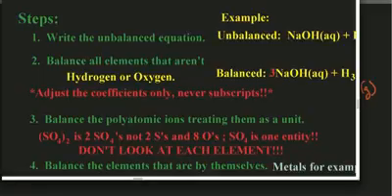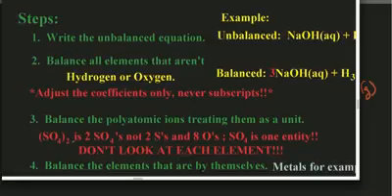So after you write the unbalanced equation, balance all elements that aren't hydrogen or oxygen. And you do this only by adjusting the coefficients, never ever the subscripts. After you take care of the elements that aren't hydrogen or oxygen, you check out the polyatomic ions, treating them as one cohesive whole or unit.